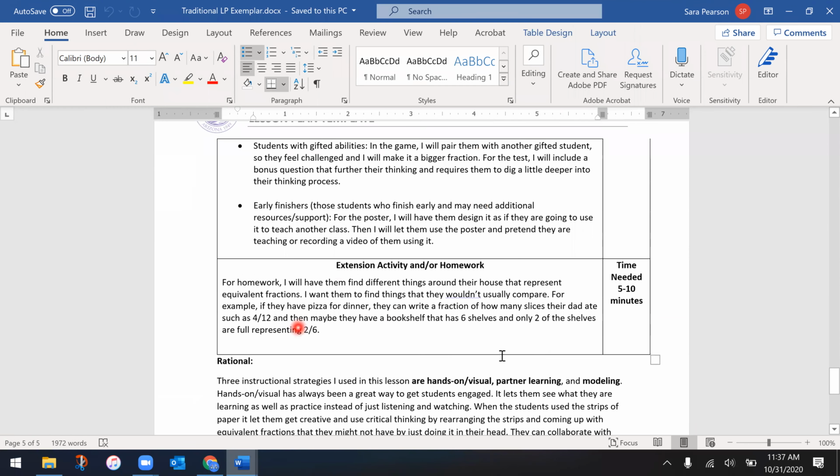Finally, you'll get to that extension activity in the homework. Just make sure that's connected to what you're doing. This is graded on the rubric, so do not say NA or none because you will lose points if you don't fill this part out.